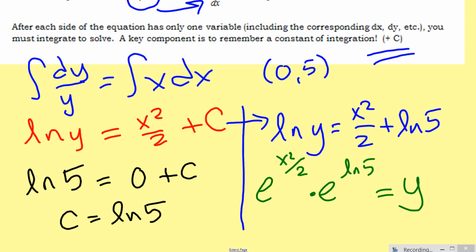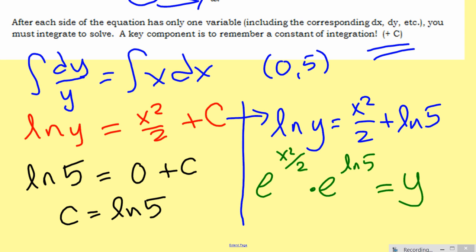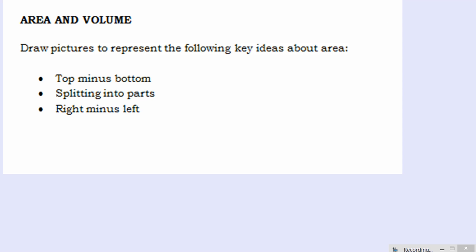And now y is isolated, and I could even tidy up if I was really wanting to, because this part, we could just think of that as the number 5. So 5e to the x squared over 2, all in the exponent, is equal to y. So notice the pattern there. We separated the variables, we integrated both sides, we gained a constant of integration, and then we didn't isolate the y at that juncture. What we did is we used the initial condition, solved for c, and then worried about solving for y. All right, that's just a quick recap of that.